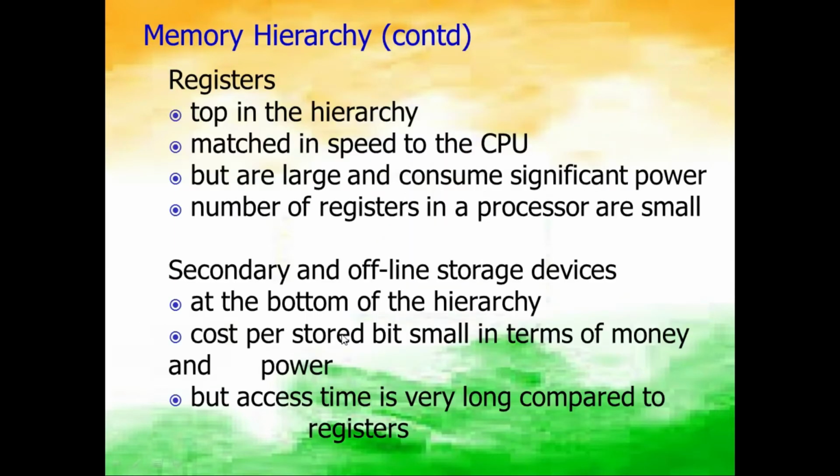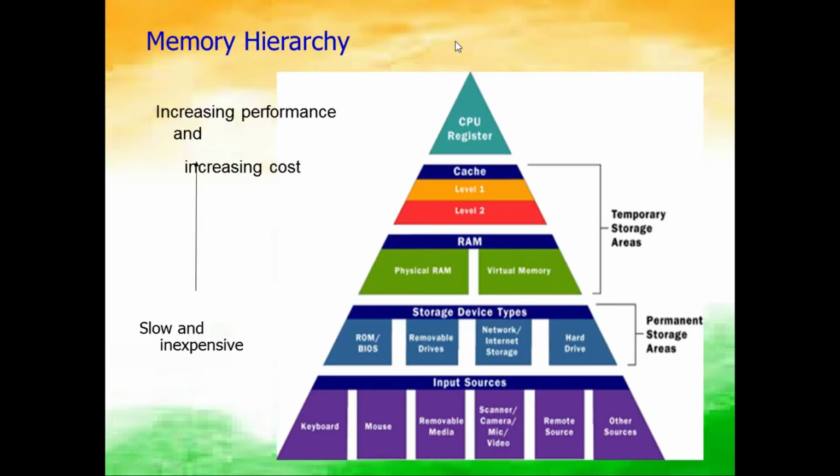Secondary memory is at the bottom, and cost per unit bit, memory and power are small, but access time is very long as compared to the registers. So these registers are quite fast in operation because they are near to the CPU, and these devices, since they are far from the CPU, are slow and inexpensive also.